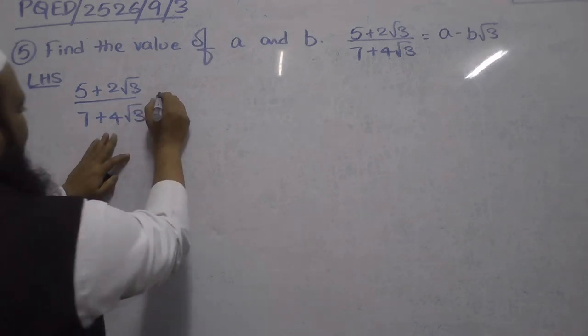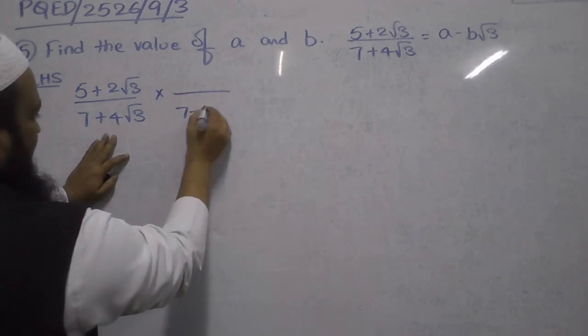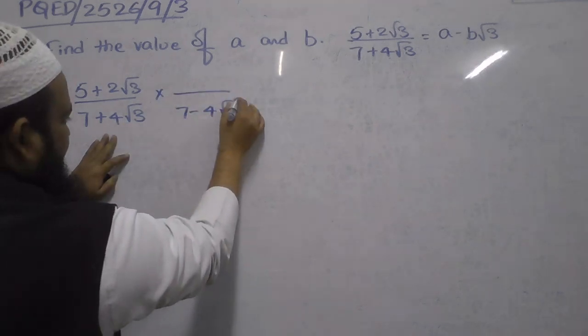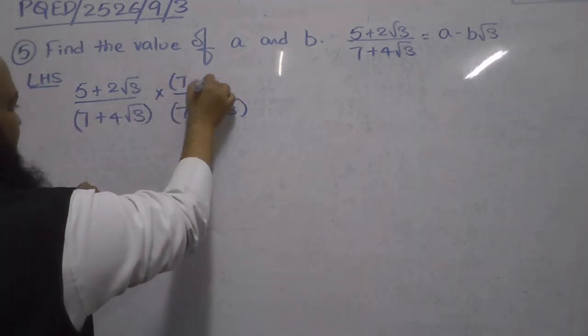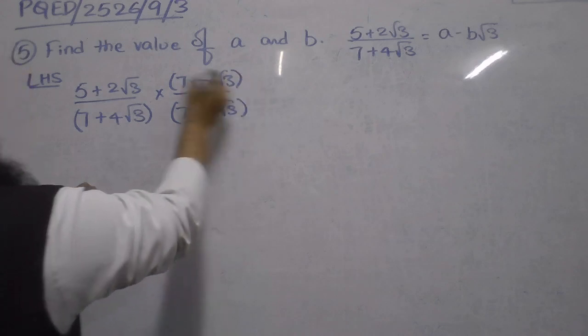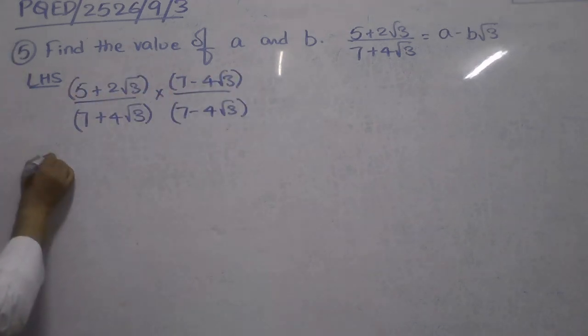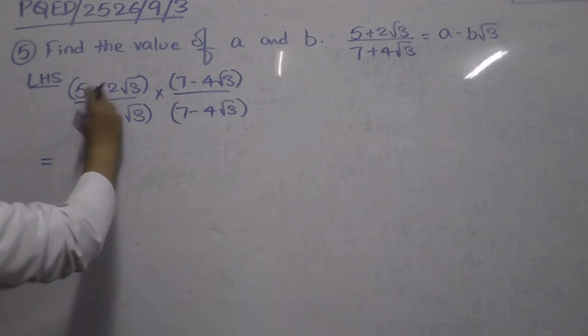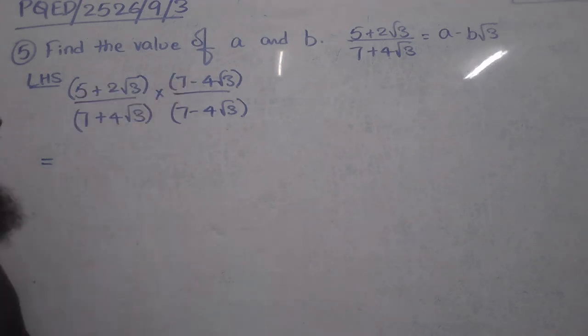You have to multiply numerator and denominator with the conjugate of the denominator, 7 minus 4 root 3. And here also you have 7 minus 4 root 3. Keep it in brackets when you have more than two terms. So two expressions. Now in the numerator, it is multiplying two expressions, right?